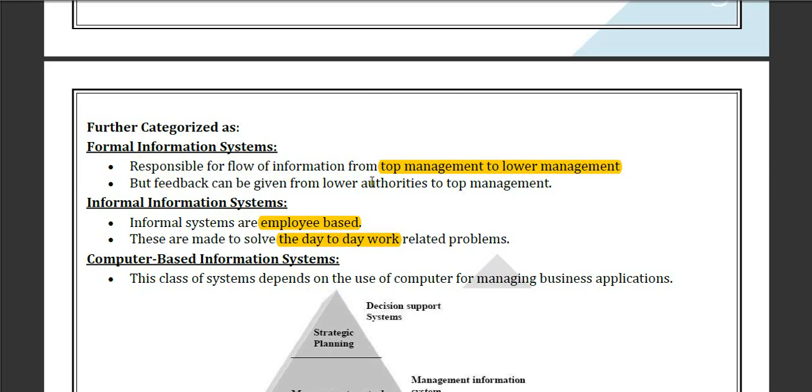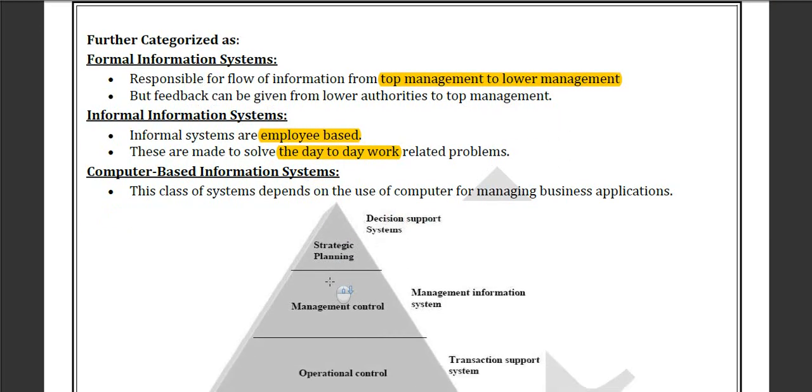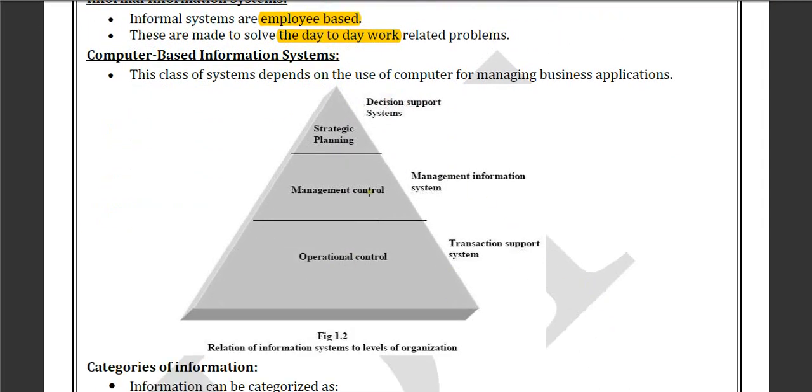In the formal information system, there are top management to the lower management, but in informal information system, you have employee based system, and this is for day to day work, because you are gossiping with your friends. This is an informal system, and this is a day to day work system. And formal systems are top management to low management. That means you are in the school and your headmaster gives you a notice, so this is from top management to you, the lower management. And computer based system we have already discussed. This diagram is very important from your exam point of view.